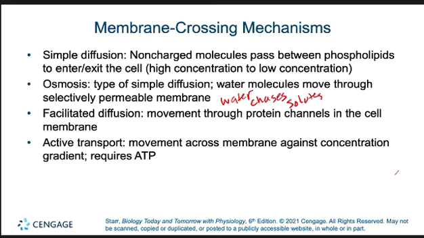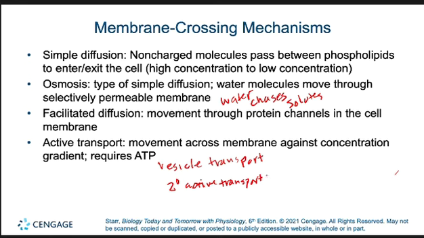Okay. Facilitated diffusion is movement through protein channels in the cell membrane. Active transport, movement across membrane against concentration gradient requiring ATP, okay? And then you've got, with active transport, vesicle transport, and secondary active transport.